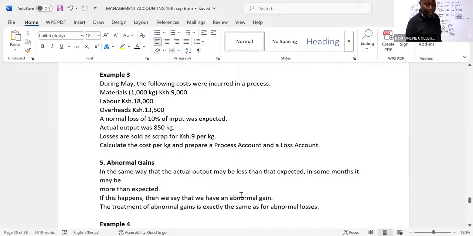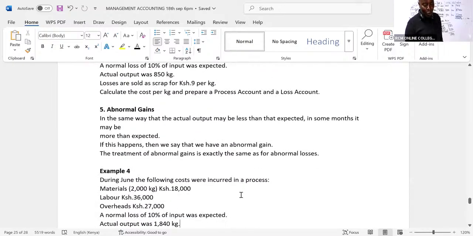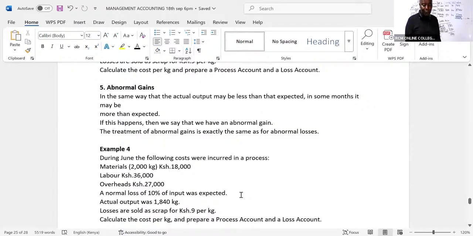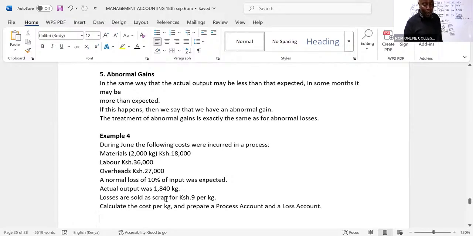So I will go to example number 4 before I start looking at your past papers. We are told during June, the following costs were incurred in a process. Materials 18,000, labor cost 36,000, overheads 27,000. A normal loss of 10% of input was expected. The actual output here was 1,840. Losses are sold as scrap for 9 per kilogram. They want me to calculate the cost per kilogram and prepare a process account, and actually it's supposed to be an abnormal gain account.